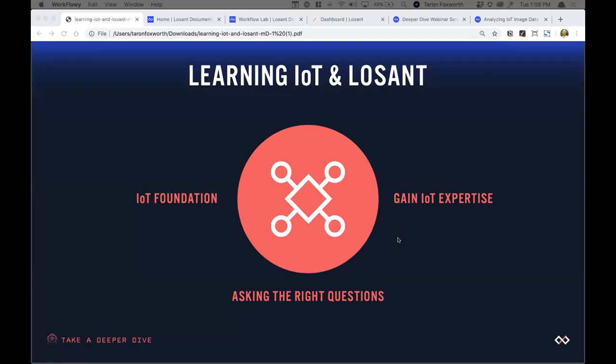So the three things I hope you take away from this presentation. First, I hope you get a nice solid IoT foundation that you can use to talk about IoT, not only to your customers, colleagues, and clients.